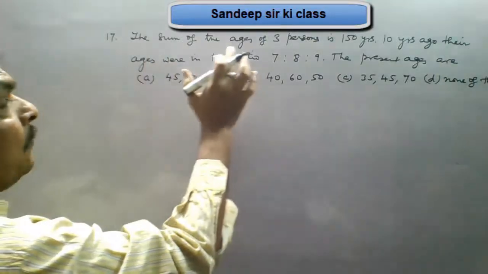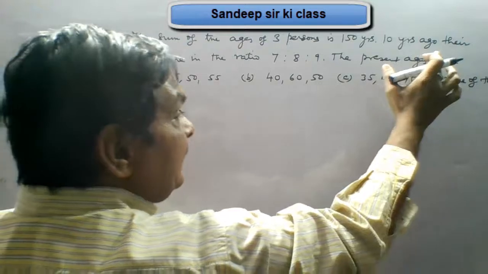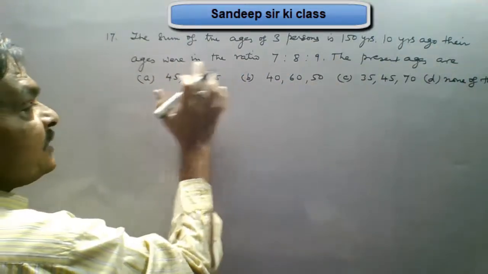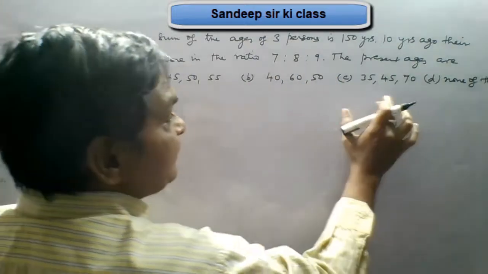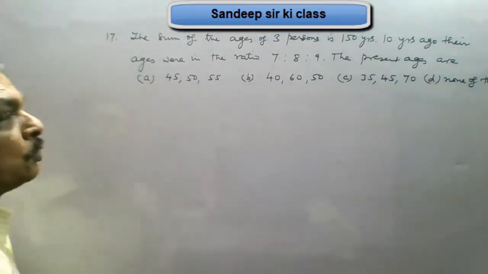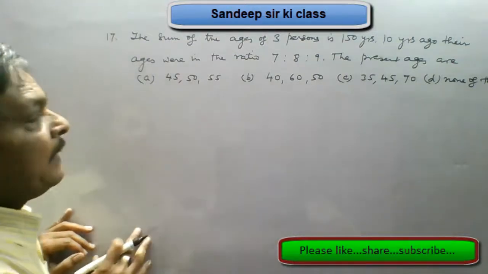17. The sum of the ages of three persons is 150 years. 10 years ago, their ages were in the ratio 7:8:9. Then the present ages are, and these are the options given to us. Now we see it by taking options one by one.